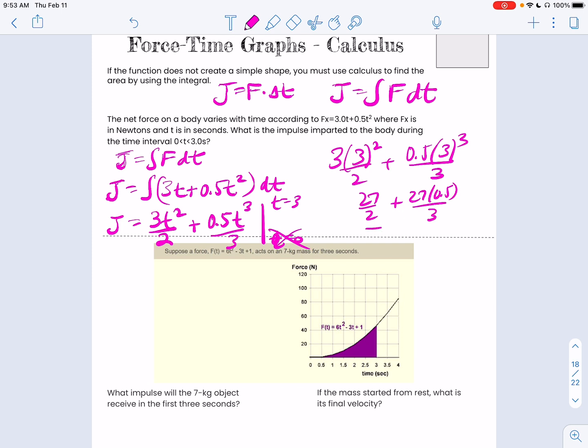Okay, and then the impulse is just going to be, oh my gosh, I'm just going to get the calculator after this. I better just write this down. 13.5 plus 27 times 0.5 divided by 3. I could have done that in my head. 4.5. So the impulse is going to be 18 newton seconds. Okay, good. Another example.